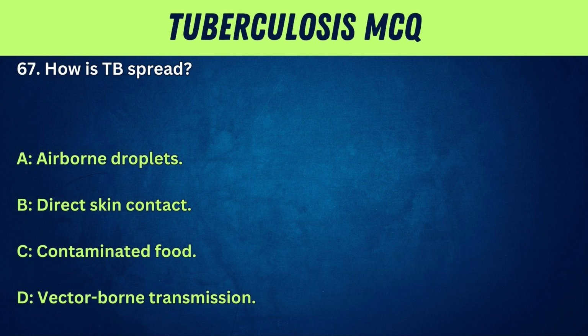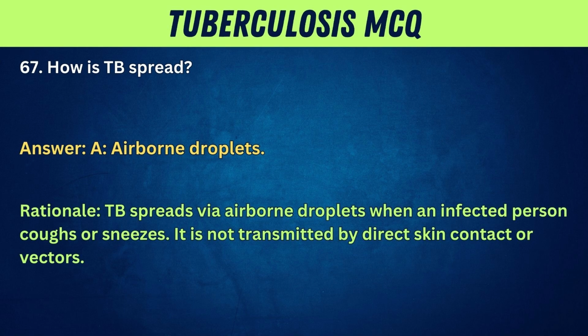67. How is TB spread? A. Airborne droplets. B. Direct skin contact. C. Contaminated food. D. Vector-borne transmission. Answer: A. Airborne droplets. Rationale: TB spreads via airborne droplets when an infected person coughs or sneezes. It is not transmitted by direct skin contact or vectors.